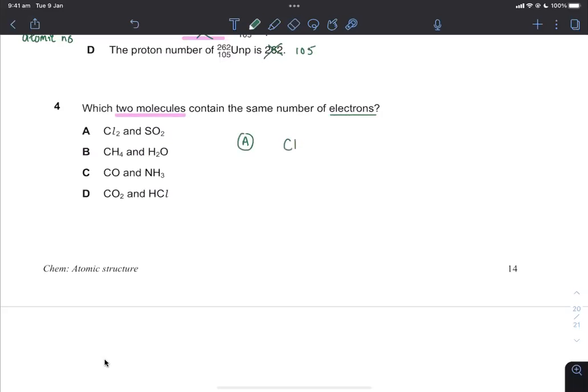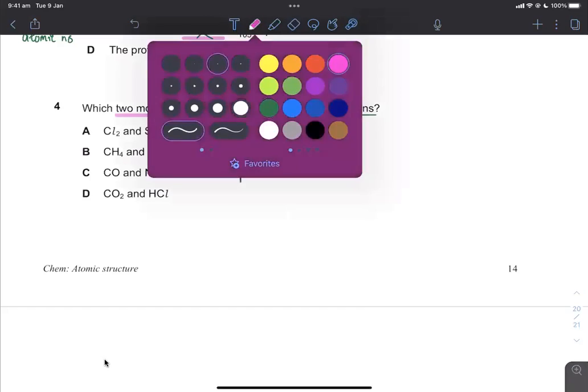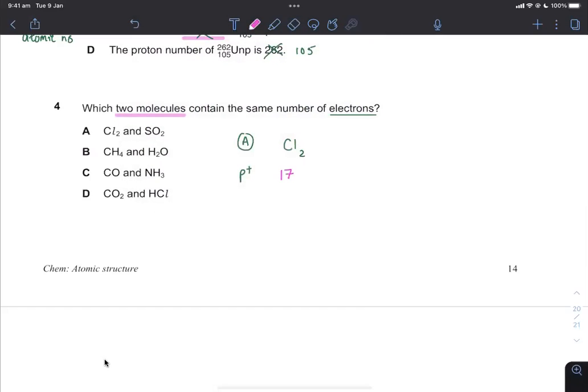If you have Cl2, you have 2 times chlorine atoms. So first of all, always work out the number of protons. In 1 chlorine, you have 17 protons. You have 2 chlorine, so 17 plus 17, or you can do 17 times 2. Both of them will give you 34 protons.